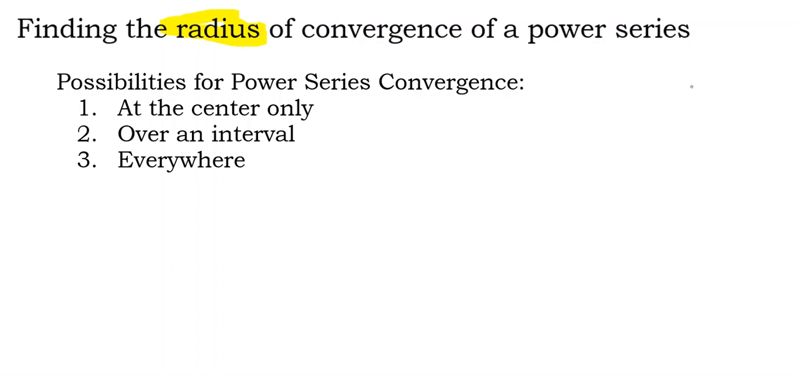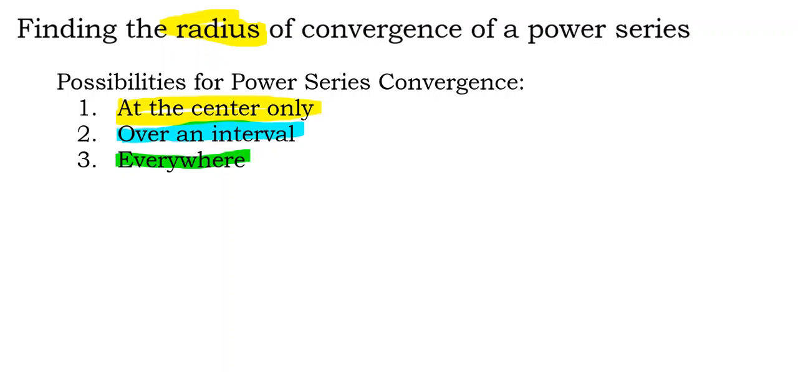So we determined in the previous video that there are three possibilities for power series convergence. We either can converge at the center only, and remember that all power series converge at the center, or over an interval around the center, plus or minus some value of a, or the third possibility being everywhere from positive infinity to negative infinity. And so power series will always converge at least at the center.